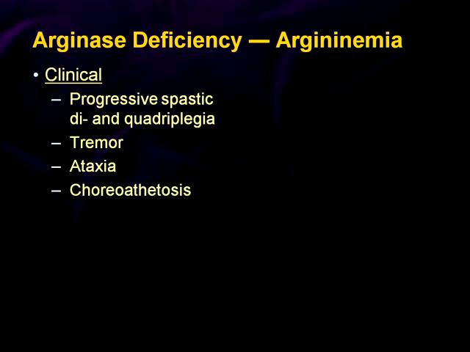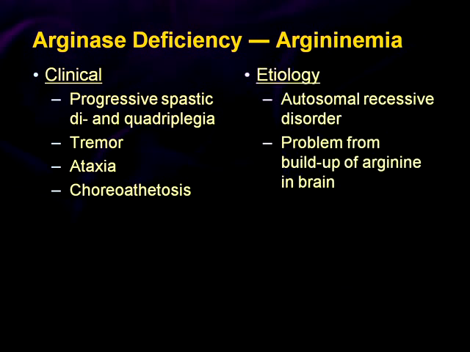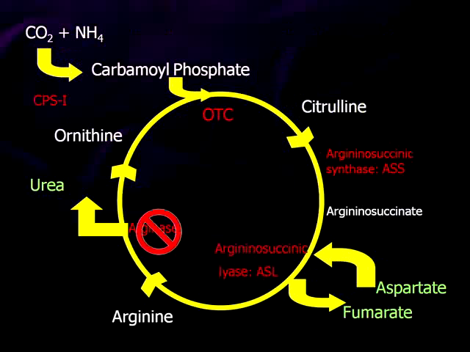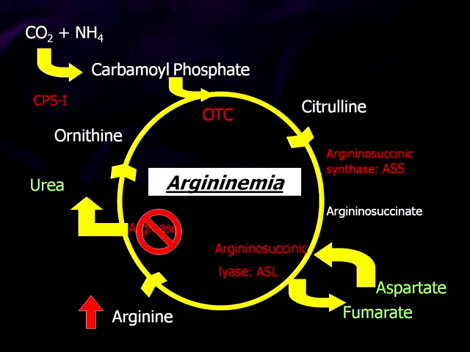Tremors, ataxia, and choreoathetosis can also be seen. It's autosomal recessive, and you're getting a problem from the buildup of the arginine in the brain. So you're going to have high arginine and normal ammonia levels. So now we're all the way around the cycle. Arginine goes up, and this is argininemia. Because everything else now is so far behind, it's able to take care of and shuttle out into another area.